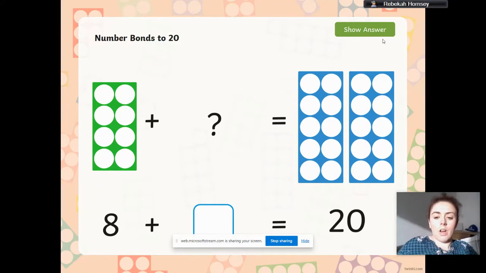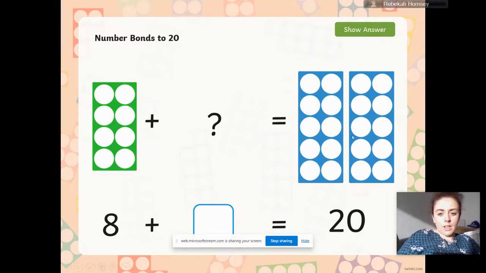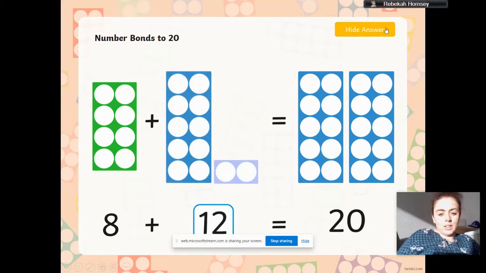So this time I've got 8 and I want to make 20. What do you think I need to add to 8 to make 20? Well, if I imagine that the 8 is here, we can count how many left over I've got. 1, 2, 3, 4, 5, 6, 7, 8, 9, 10, 11, 12. So I think that might be 12. Shall we check? Whoops. Wrong button. Yes, 8 add 12 is 20.